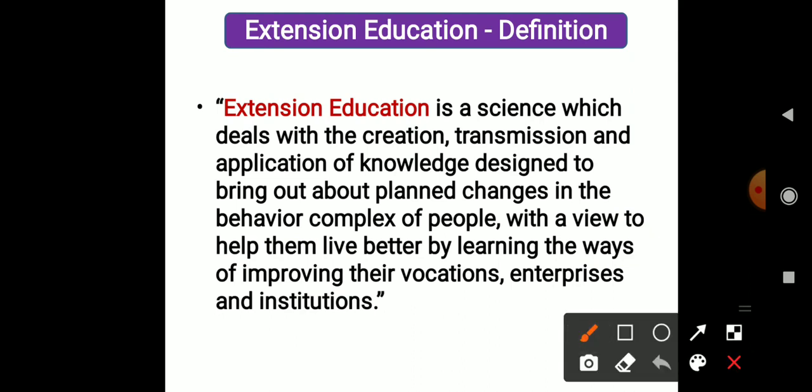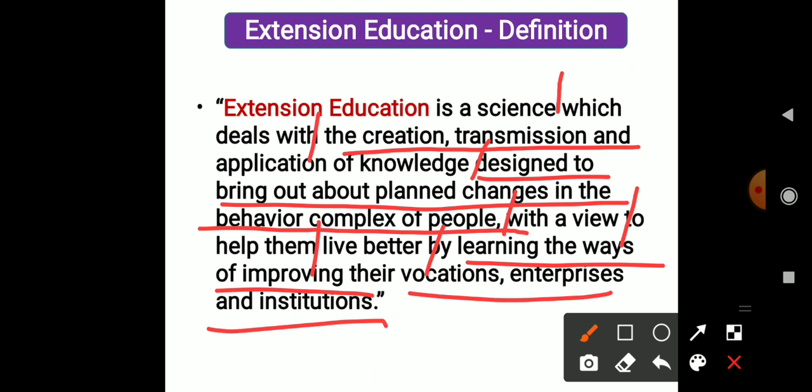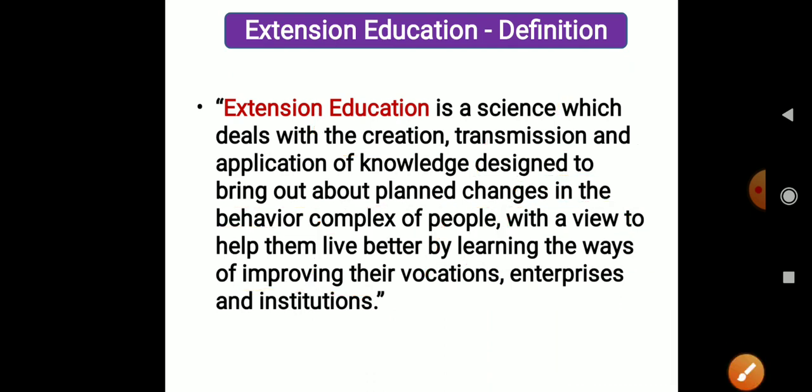So just remember, try to understand, it is a science which is related with creation, transmission and application of knowledge, which is designed to bring about planned changes in the behavior complex of people. What is the purpose? With a view to help the farmer to live better. How? By learning the ways. Ways means methods. By learning the ways of improving their occupations, enterprise and institutions. So that is extension education.